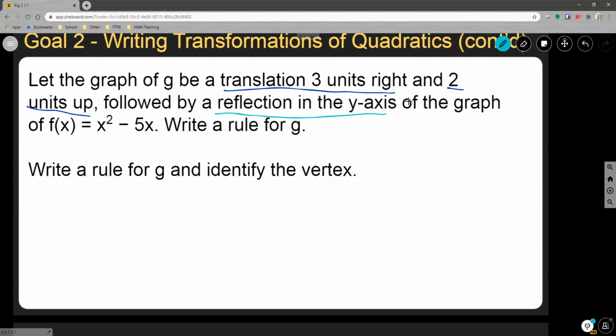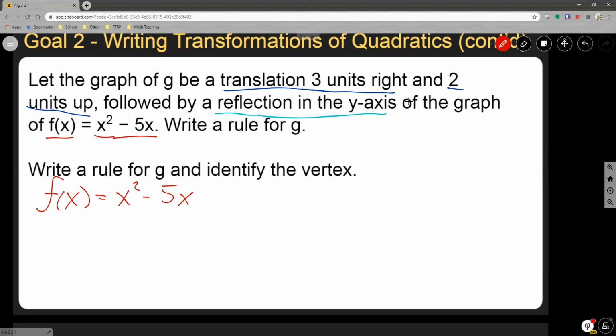My original graph in this case is f of x equals x squared minus 5x. Notice it's not the parent function. This is still a quadratic because the highest degree of the polynomial in this case is 2, x squared. Even though I've got an x in there, it's still fine. And I want to write a rule for g based off this original function. So I'm going to start my work. F of x equals x squared minus 5x.